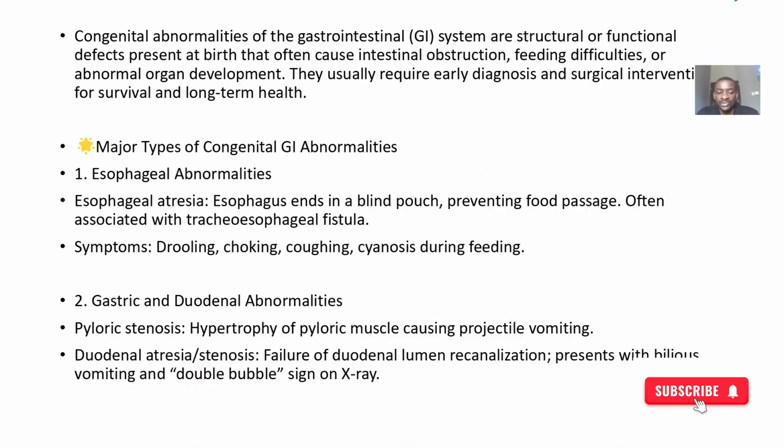Then we have the gastric and duodenal abnormalities, like you can have pyloric stenosis, where there's hypertrophy of the pyloric muscle. So this could basically compress that part of the gastrointestinal tract too. Then the atresia could be at the duodenum, or there could be stenosis, where there's kind of like a blockage, you understand.